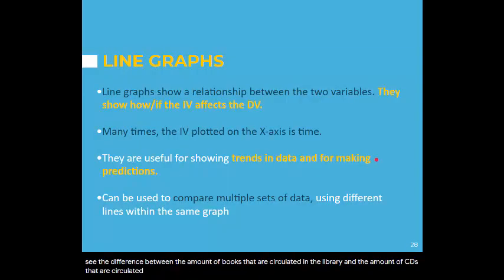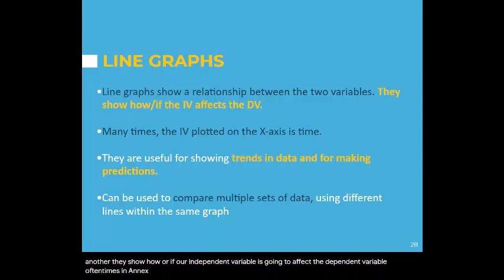Line graphs show the relationship between two variables. They show how one thing affects another. They show how or if our independent variable is going to affect the dependent variable.